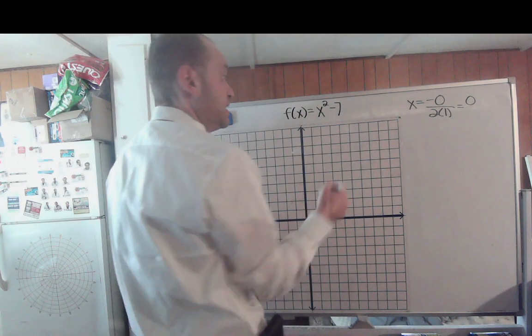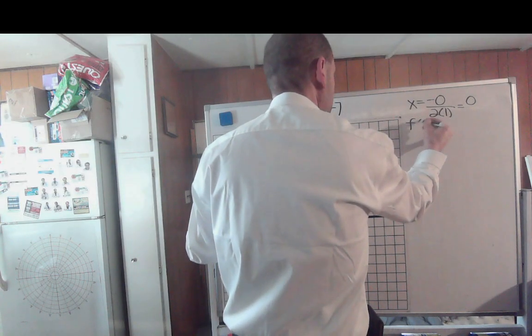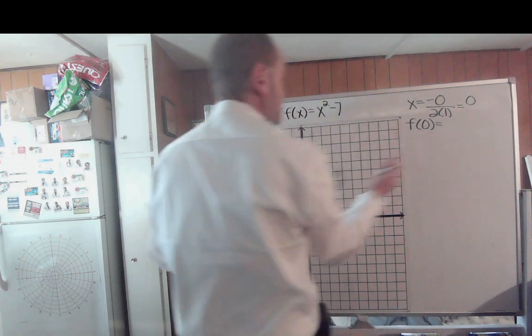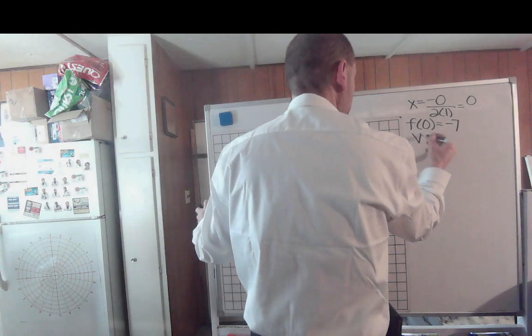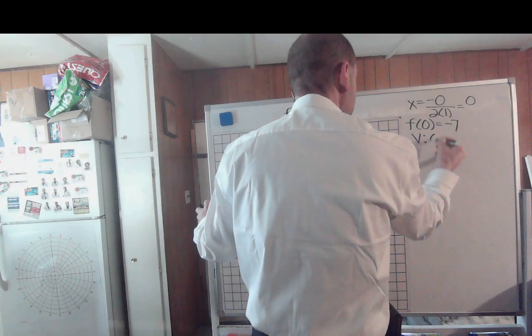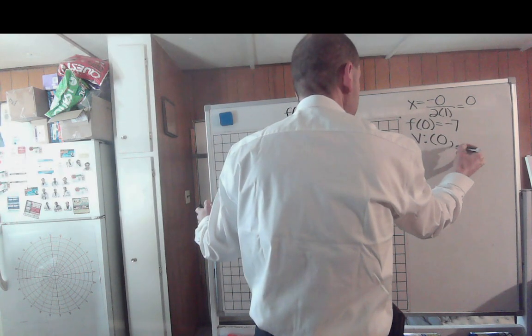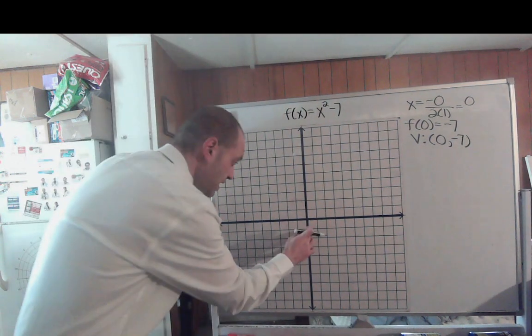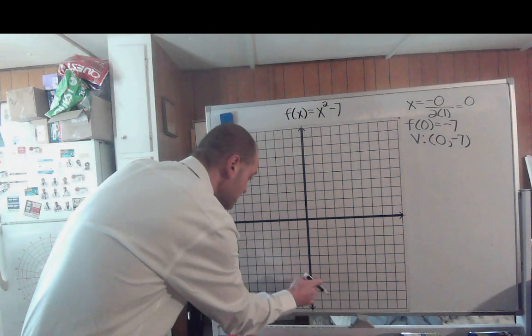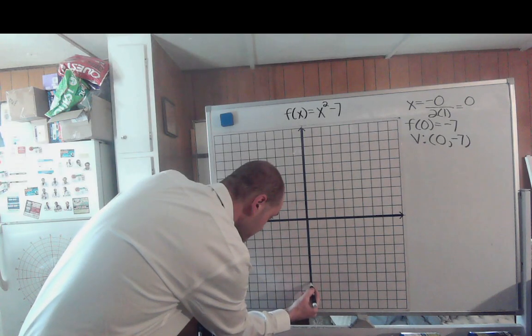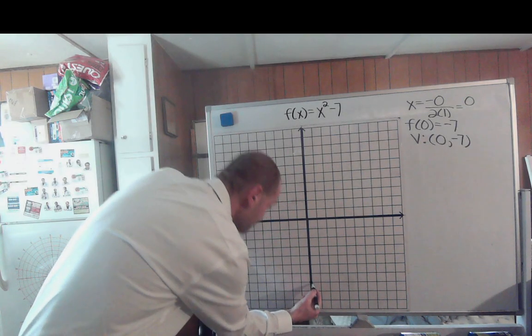Now, if you put in 0 into the function, so take f of 0, you would get 0 squared minus 7, which would just give you negative 7. So your vertex in this case would actually be 0, negative 7. So let's go ahead and plot 0, negative 7. Alright, so here's 0, negative 7 down here.